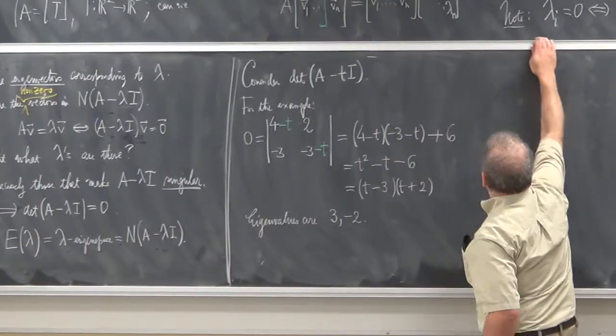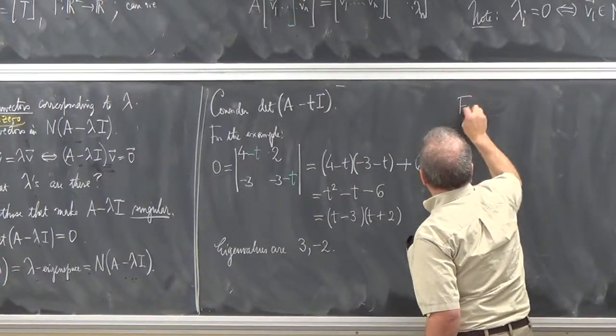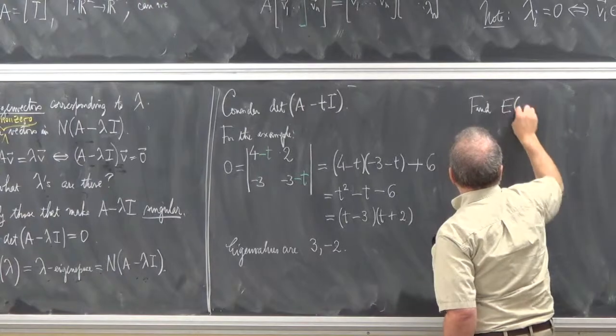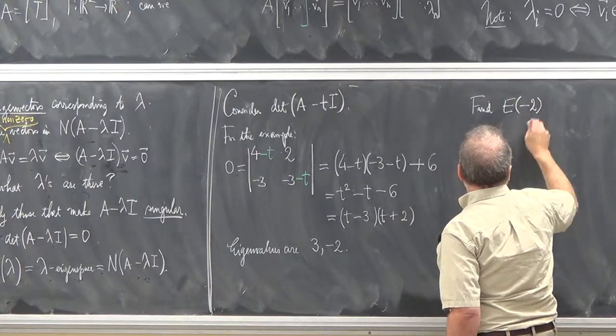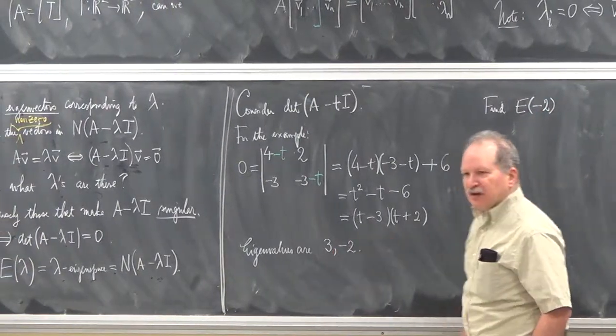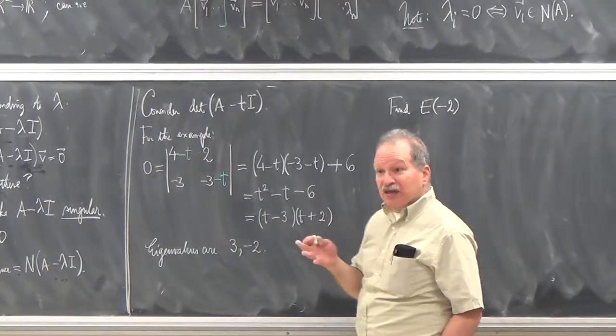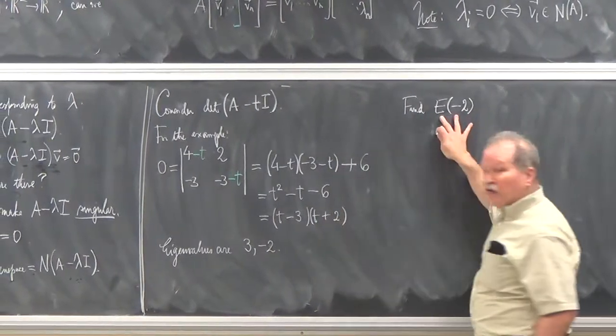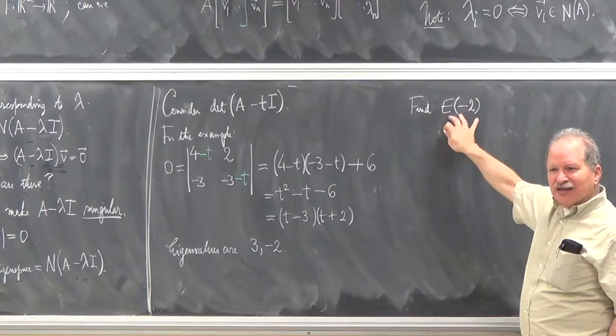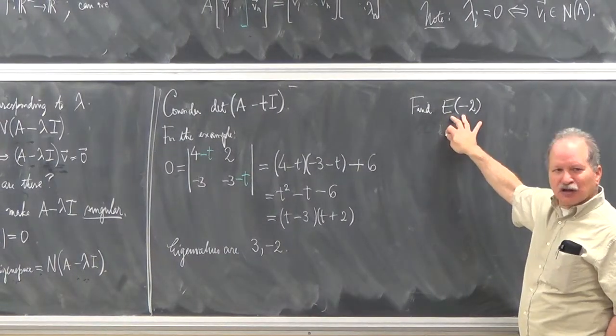So let's just find E of -2 and E of 3. And if, while you're doing this, you find that the only vector you find in there is 0, what do you conclude?